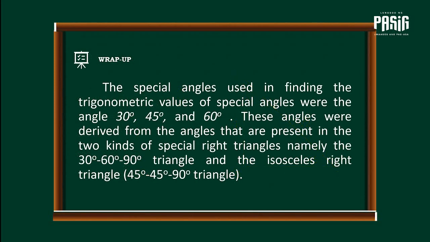To summarize, the special angles used in finding the trigonometric values of special angles were the angle 30 degrees, 45 degrees, and 60 degrees. These angles were derived from the angles that are present in the two kinds of special right triangles, namely the 30, 60, 90 triangle and the isosceles right triangle, also known as the 45, 45, 90 triangle.